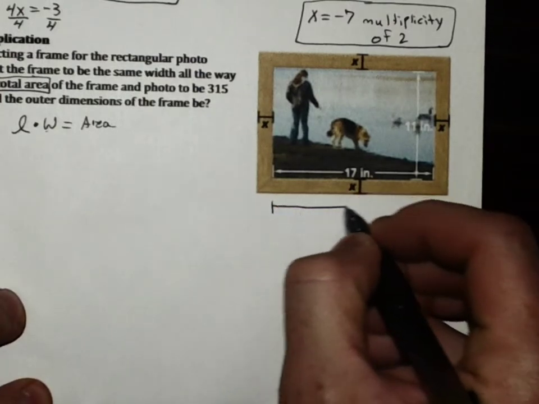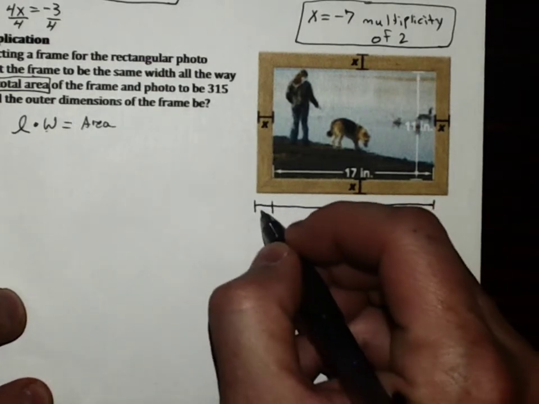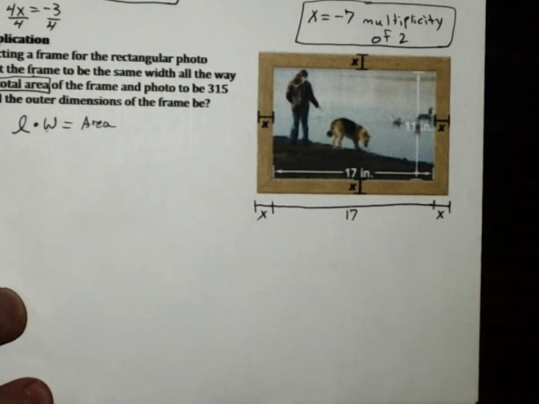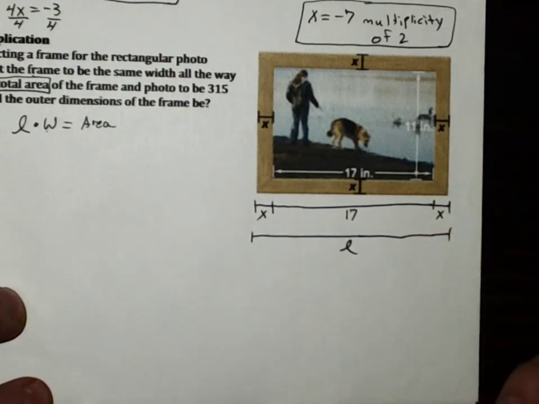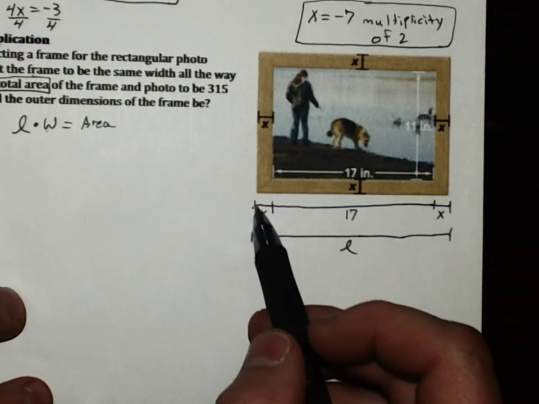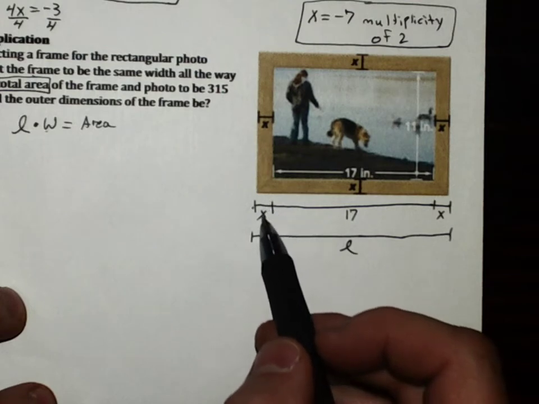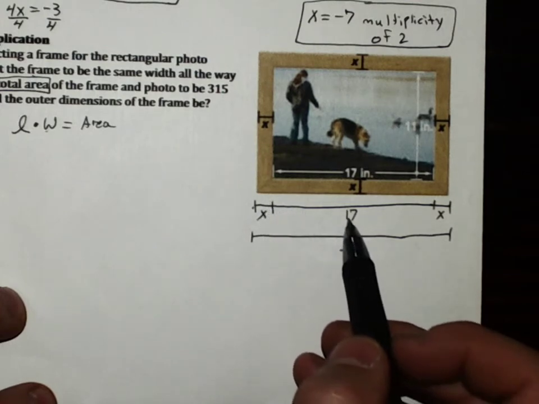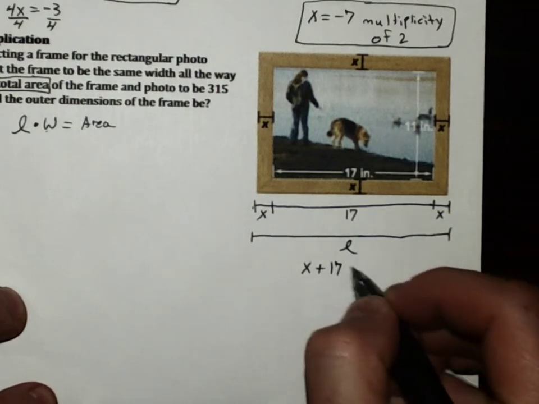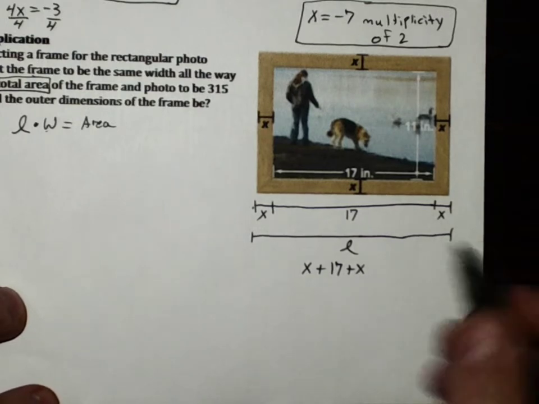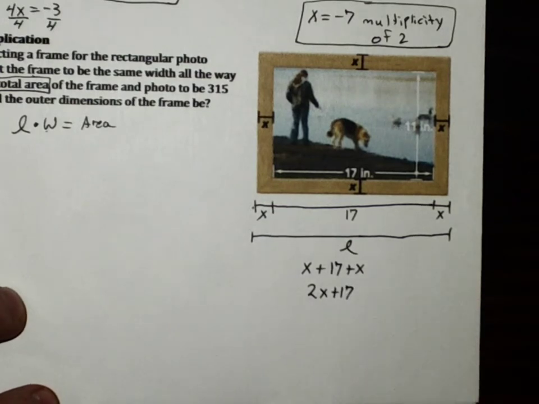We know that this distance on our picture is 17. We know that this distance is x, and we know that this distance is x. If I was to call this entire distance the length, how would I get from here all the way over to here? Well, I would take this x and I would add it to 17, and I would add that to another x. So I'd have the statement x plus 17 plus x. I can add those two things together, getting 2x plus 17.